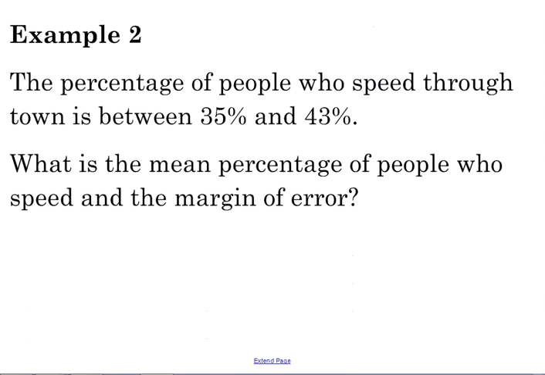Okay, let's look if we're given some different information. Example 2: the percentage of people who speed through town is between 35% and 43%. So we're not given a percent number and a margin of error. We're given the range here. Okay, so we know the low, we know the high. We want to find what is the mean percentage. What is mean in math? What is mean another word for? Average. Mean is another word for average.